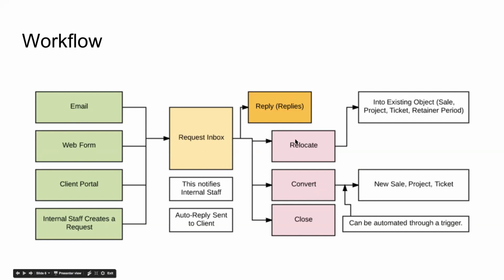You can relocate to an existing object. So what if that request is relevant to a sale, project, ticket, or retainer? You can convert it into a new sale, project, or ticket. So for example, a client emails in saying they're looking to work with your team. You can then convert it into a sale and then assign it to a sales member of your team.